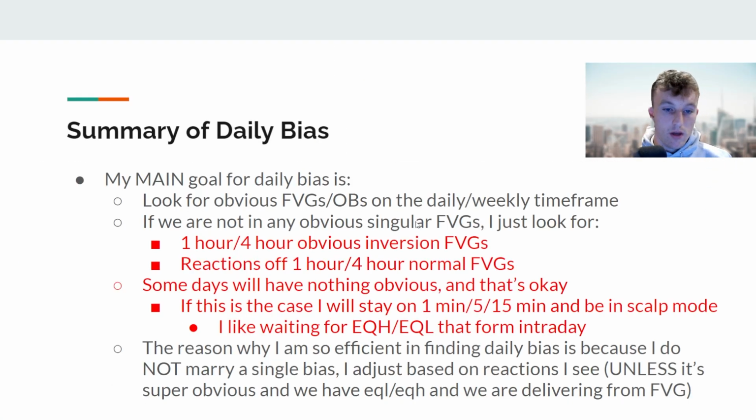Okay. And I'll wait for the reactions off of 1 hour, 4 hour normal fair value gaps, or I'll wait for the 1 hour, 4 hour inversions to trigger. So close above or below a 1 hour, 4 hour, or a reaction like a long setup or short setup out of a normal fair value gap. If we get it, I'll take it.